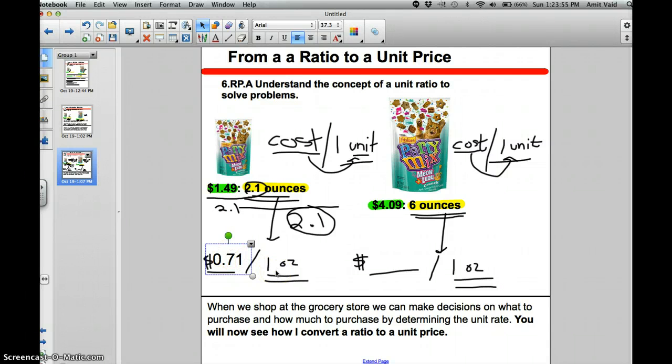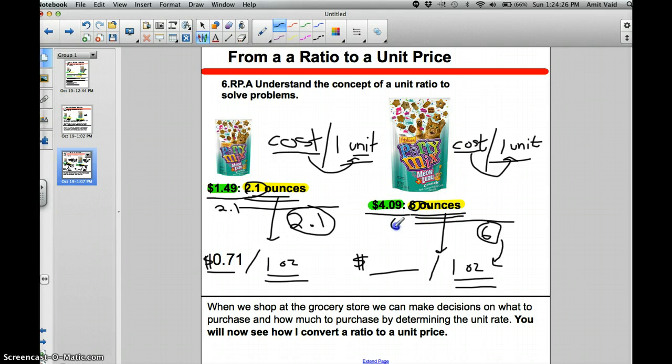Okay? I'm going to compare that with how much I pay when I buy an ounce when I'm looking at a 6 ounce bag for $4.09. Well, let's convert this now. I want to get from 6 ounces to 1 ounce, so I'm going to divide 6 ounces by 6. 6 divided by 6 is 1 ounce. What I do on this side of the ratio, I do on the other side of the ratio. So I'm going to do $4.09 divided by 6.